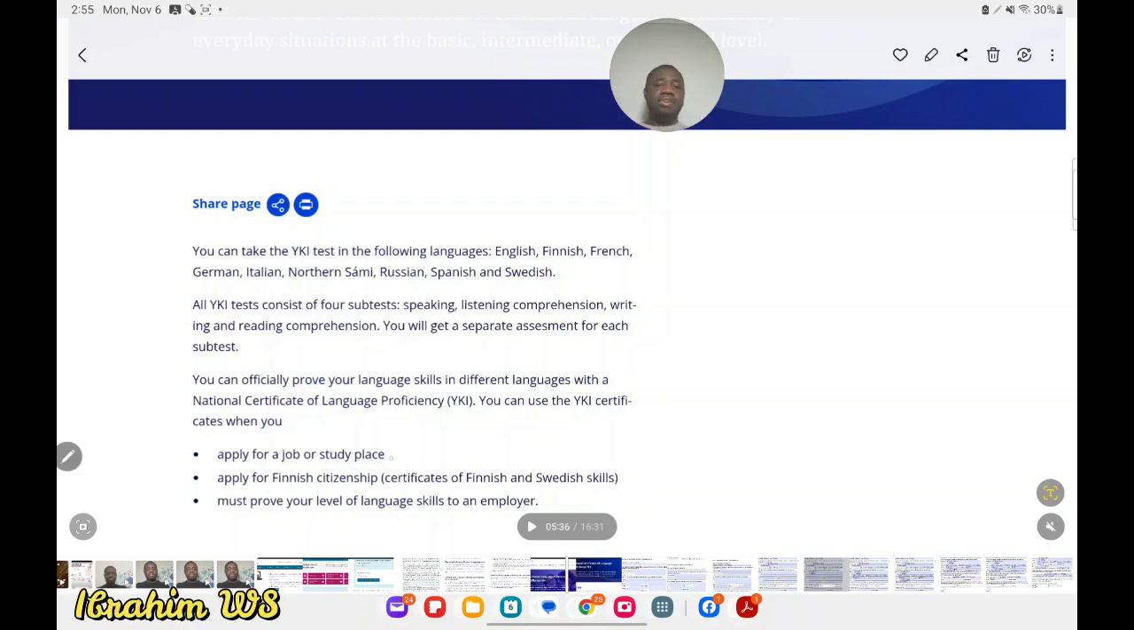You can use it to apply for, if you want to be a citizen in Finland, you can use it. And you can also use it to prove your level of language skills to an employer. Like, for instance, you want to sponsor yourself. I mean, you want to do this process yourself. So you have applied for licensure, you have done this, and after you get your license, you now look for an employer to sponsor your visa and so on. So the first thing your employer will ask you is, do you have a certificate that shows that you can speak Finnish or Swedish? So you can use this certificate to get a job.